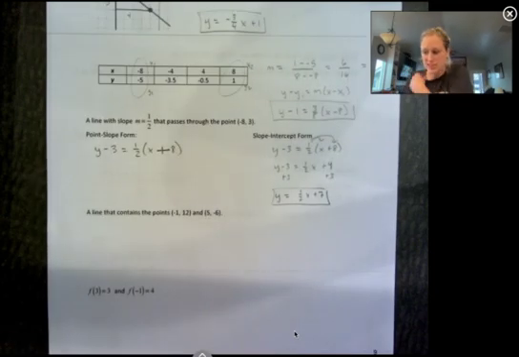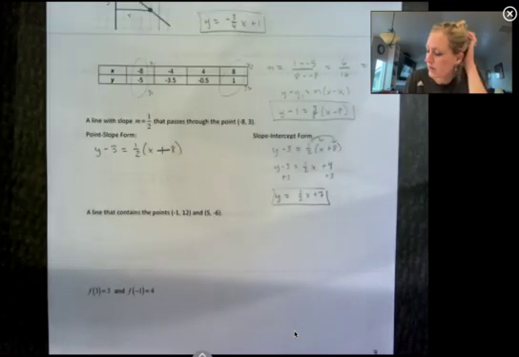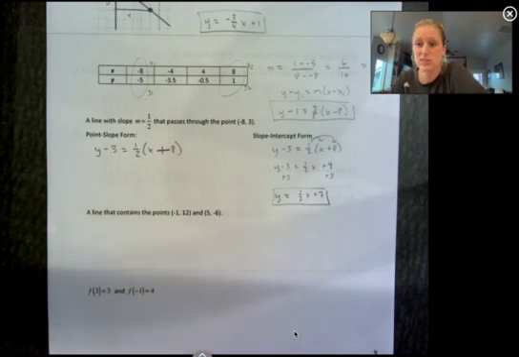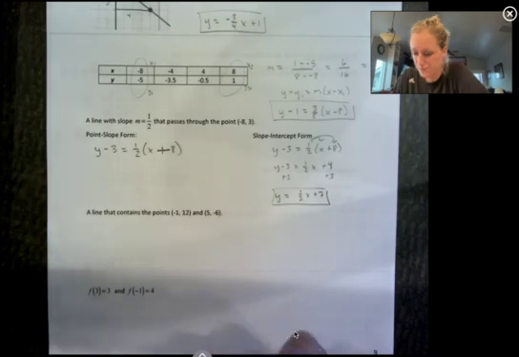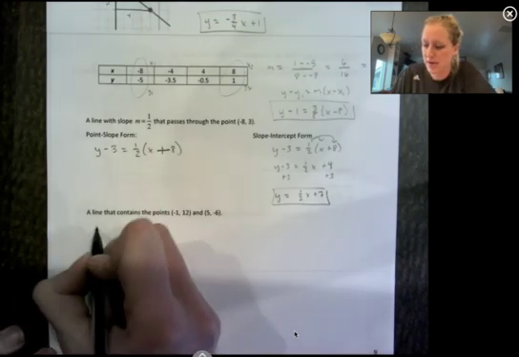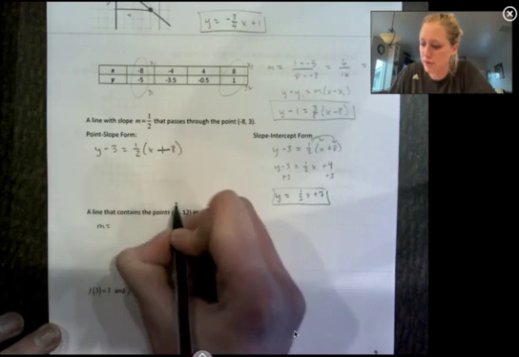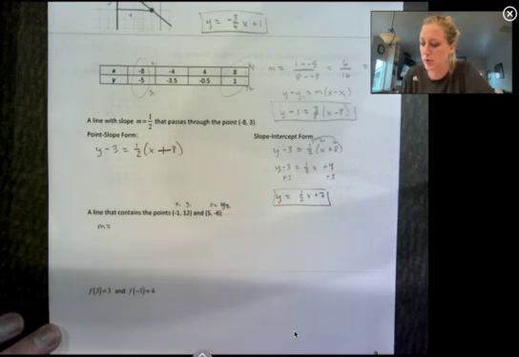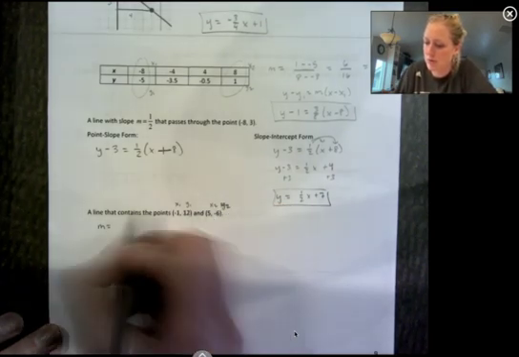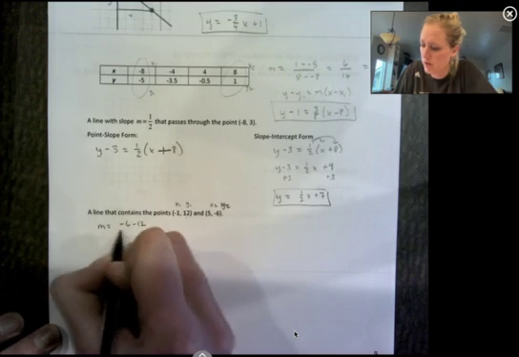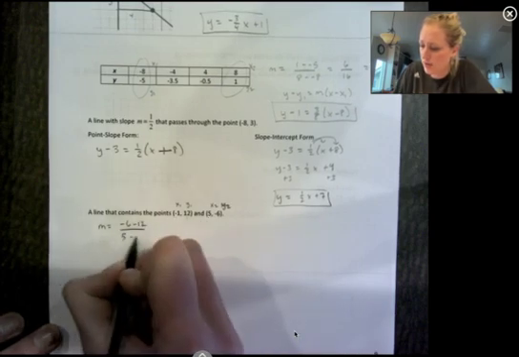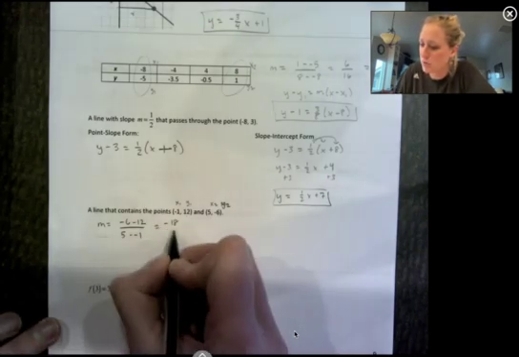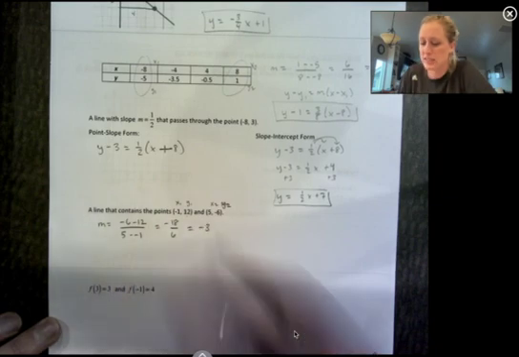Okay, a line that contains points -1, 12, and 5, -6. Again, I need a point and I need the slope if I'm going to use point-slope form. I don't know the slope, so again, I have to start by finding that. Here's my first point, so I'm going to call that x1, y1, and x2, y2 for my second point. Slope is y2 minus y1, so -6 minus 12, over 5 minus -1. So -6 minus 12 is -18, and 5 plus 1 is 6. So my slope is -3.